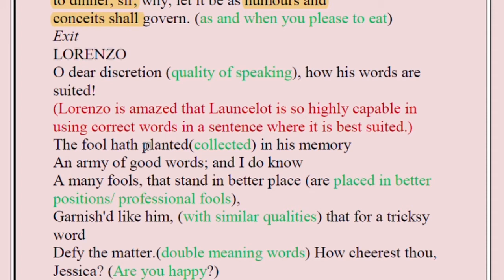So Lorenzo says, my goodness, he is such a good speaker, he is such a good comedian. The word discretion means quality of speaking. You see, everything written in green over here is the meaning of the difficult word. You can write them down in the book also if you want. So, dear discretion, my goodness, he is such a well speaker.